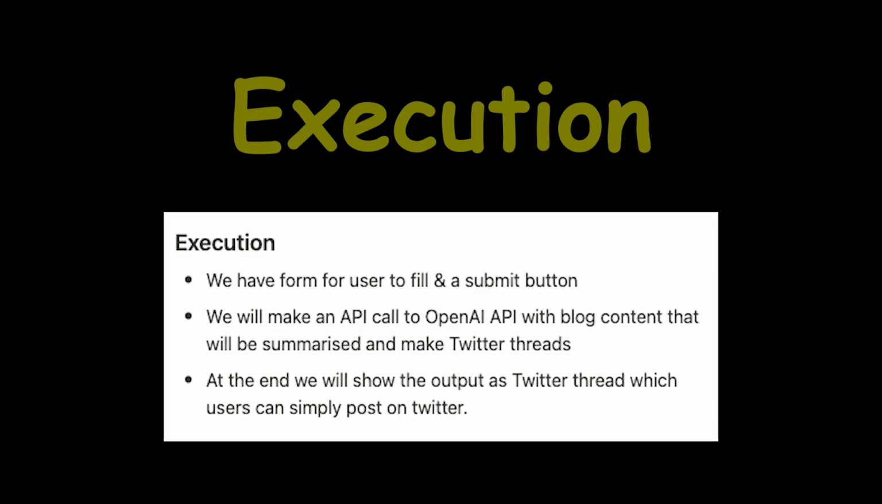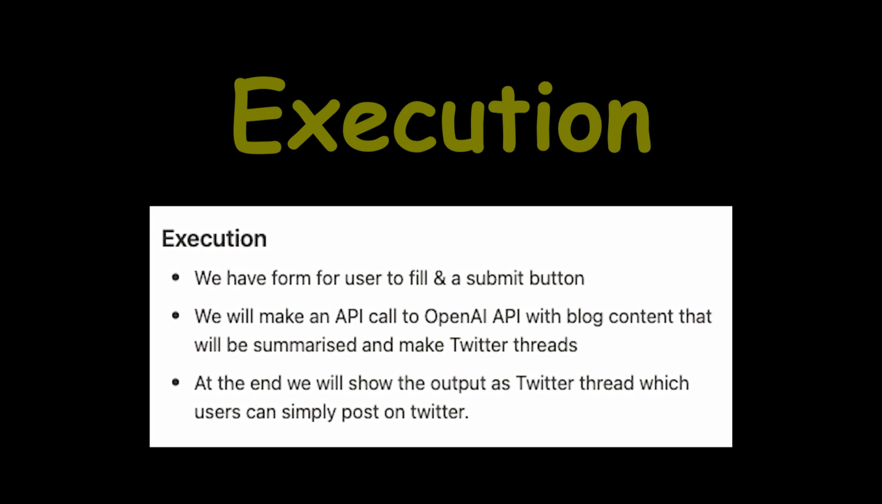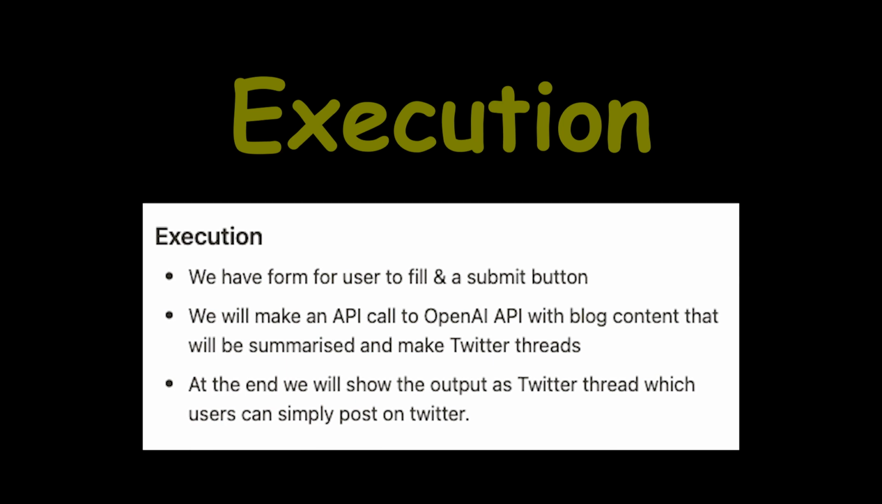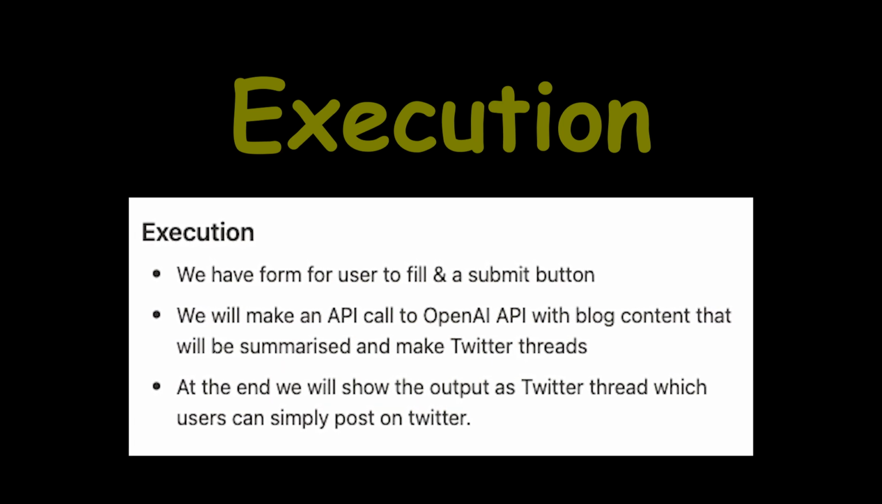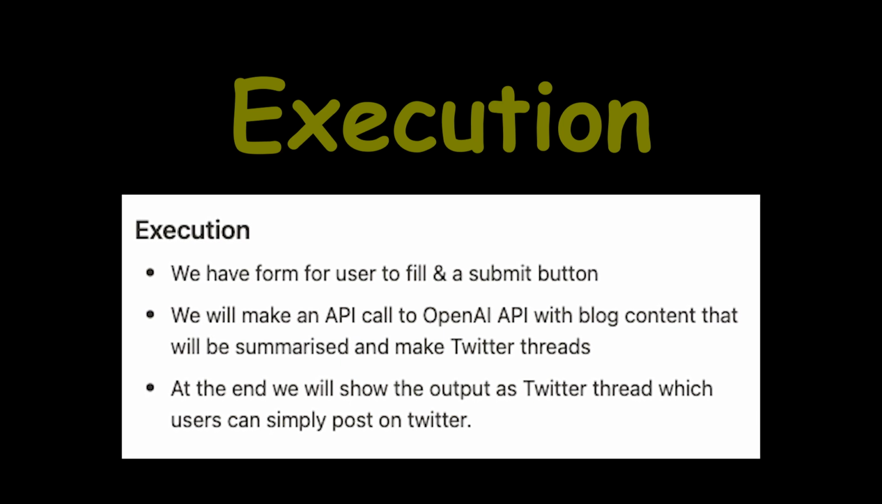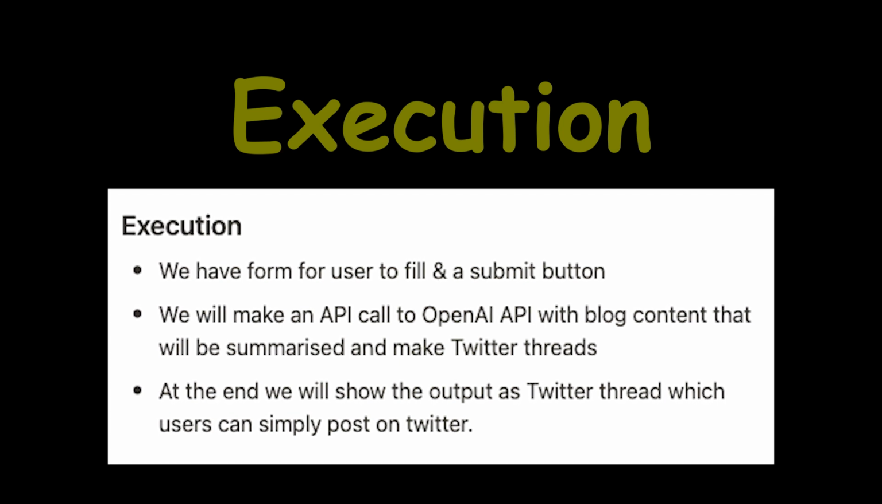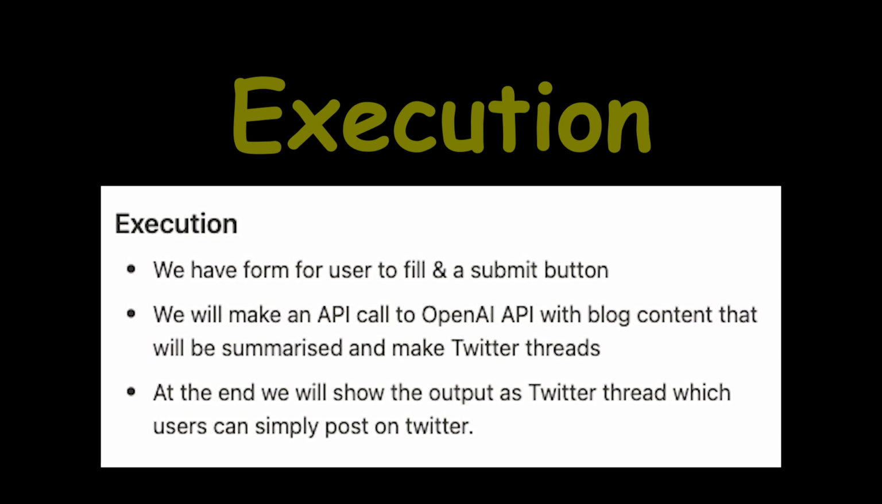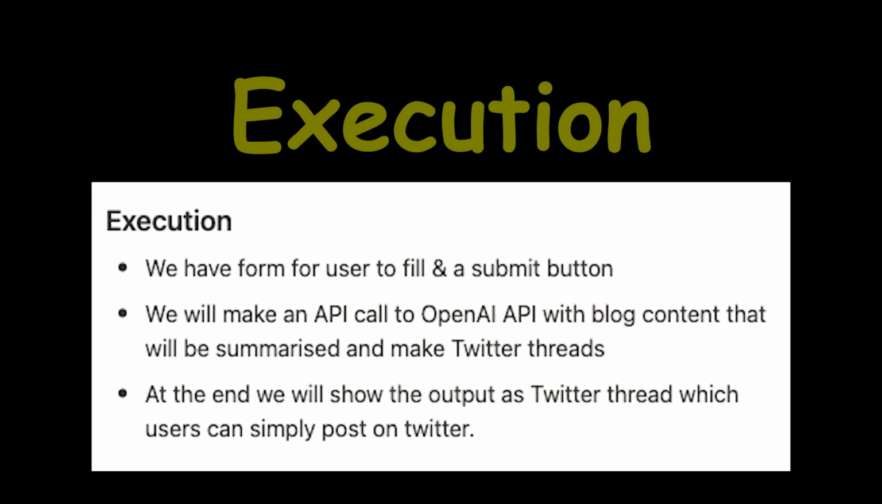Executions. In terms of execution, we have this basic form which the user can fill and a submit button. Once the form is filled and the submit button is pressed, we have to make an API call to the OpenAI API, providing all the blog content, which OpenAI will summarize and make into Twitter threads. And at the end, we can show the output provided by OpenAI as Twitter threads to the user, which he or she can directly post on Twitter. Quite decent as well as easy to execute.